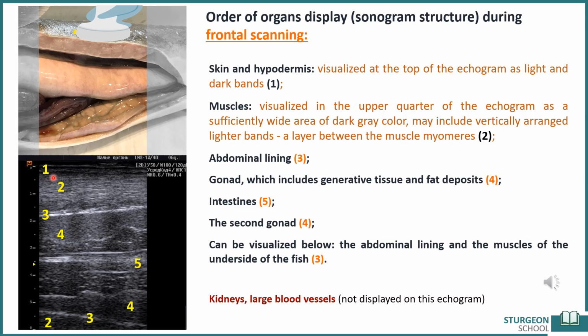1. At the very top of the image, very thin, skin and subcutaneous tissue, visualized as interspersed dark and light bands. 2. Below is a fairly wide band, this is muscle. This may be both an area of rather homogeneous color with moderate echogenicity, i.e. different shades of dark gray, and a band divided into separate segments, muscle myomers.